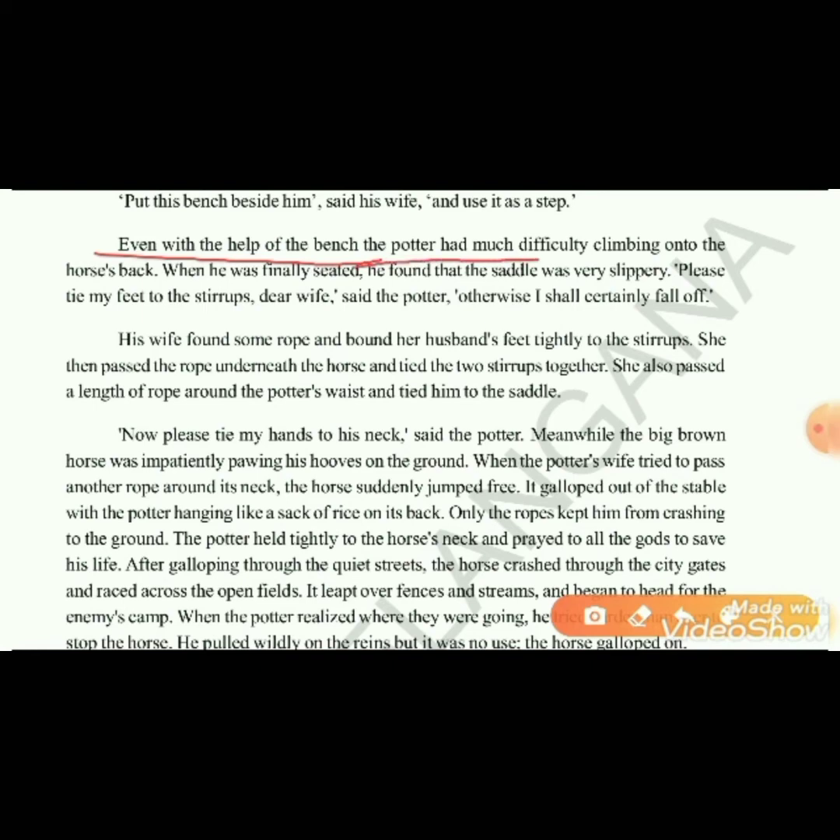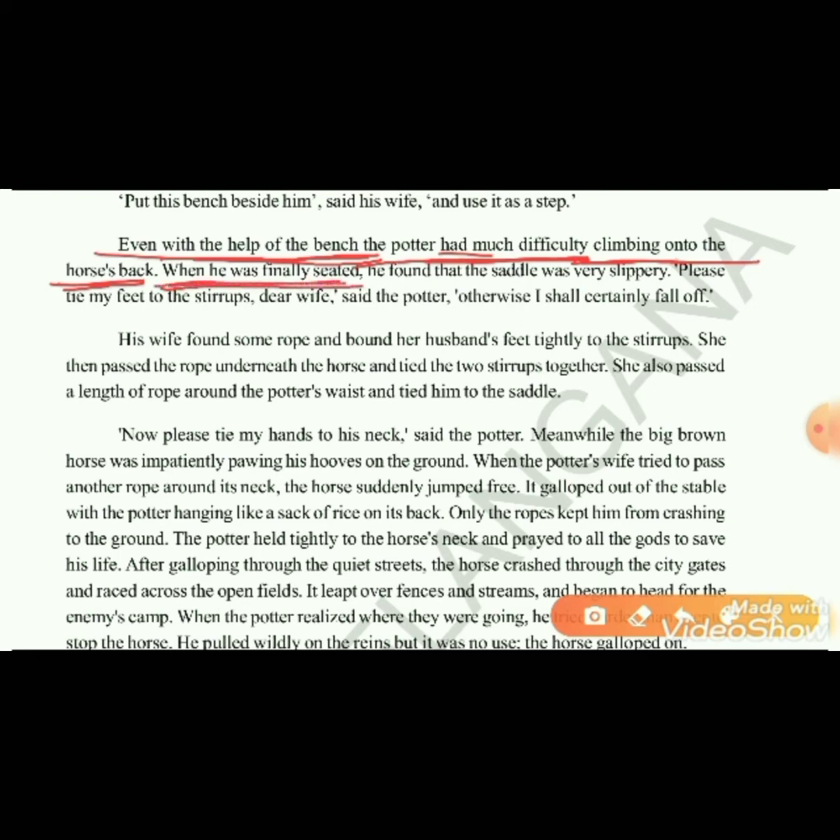Even with the help of the bench, the potter had much difficulty climbing on to the horseback. Though there was a bench, it was still a little difficult for him. When he was finally seated, somehow, with all kinds of difficulties, he found that the saddle was very slippery. So the saddle which is used for controlling the horse was slipping. Slippery means slipping.